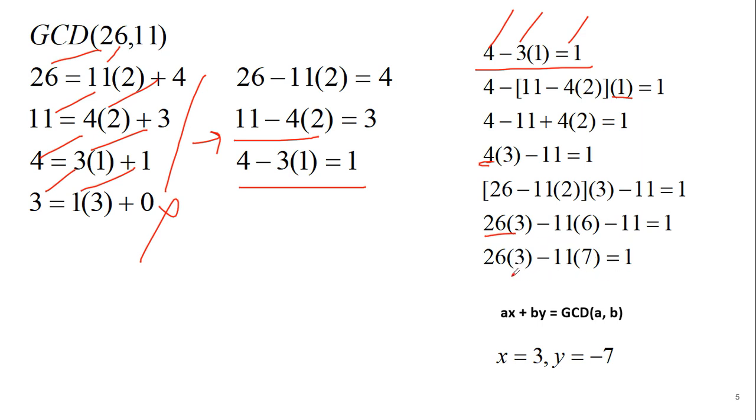Now we see that with respect to 26, the x is 3, and with respect to 11, the y is minus 7. So when we put these values, you can see that ax plus by is equal to GCD of a and b, and the GCD of 26 and 11 is 1 only.